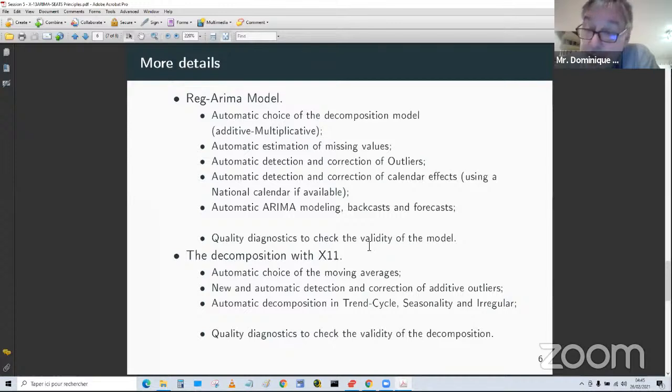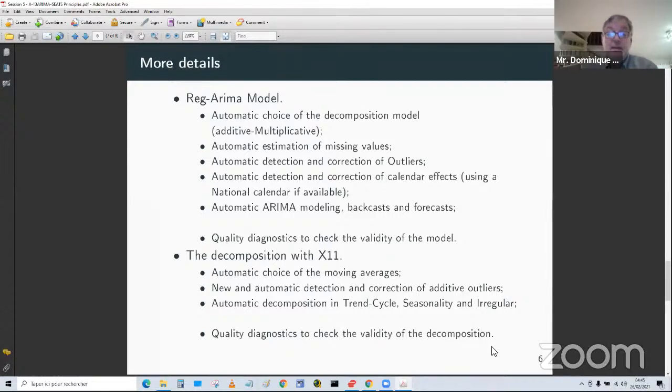And the second part, we build the decomposition with X11. X11 will automatically choose the moving averages, do another, I should not say new, but another automatic detection and correction of additive outliers, and will do the automatic decomposition of a series into trend cycle, seasonality, and irregular. And at the end of the day, you will have a quality diagnostic to check the validity of the decomposition.